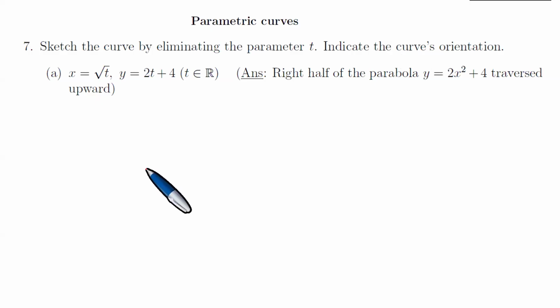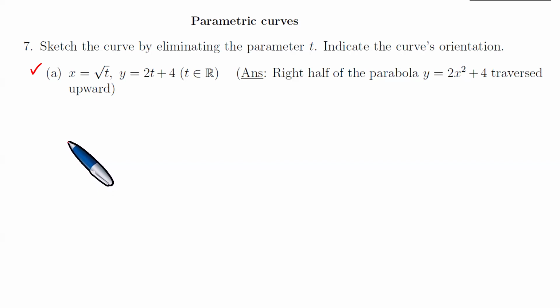In this lesson, we shall focus on mathematics, parametric curves. In 7a, we will sketch the curve by eliminating the parameter t, and indicate the curve's orientation. Given x equals the square root of t, y equals t plus 4, t in R, the curve is half of the parabola y equals x squared plus 4, traversed upward. Sketch the curve.